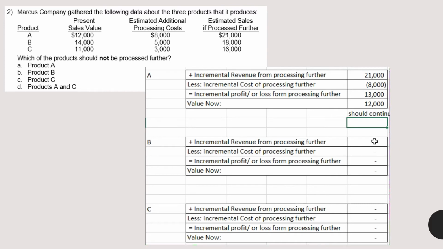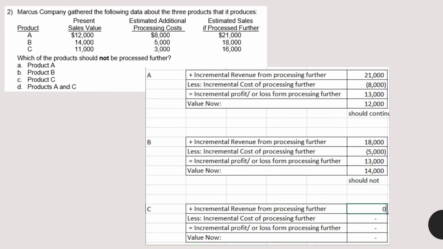Okay. Next situation, we have product B is worth $18,000 if they were to process it further, less the $5,000 it'll cost to get there. Their value now is $14,000. They should not process this any further. It's worth more now today without any further investment.